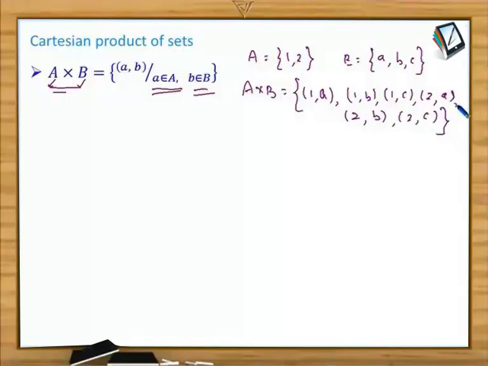See, all these elements are collected in such a way that the first element is selected from the first set A and the second element is selected from the second set B. Then this collection is called A cross B.